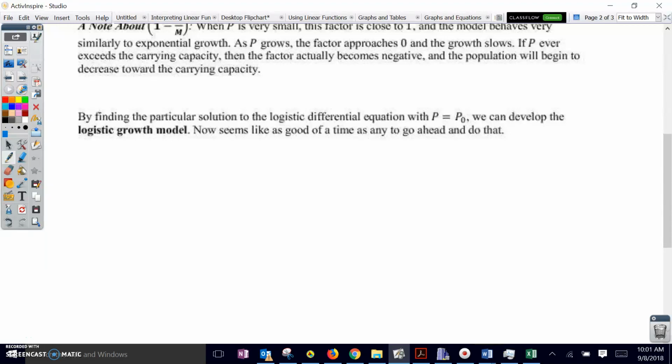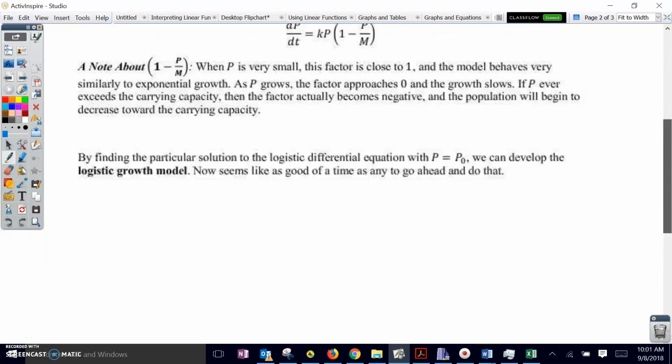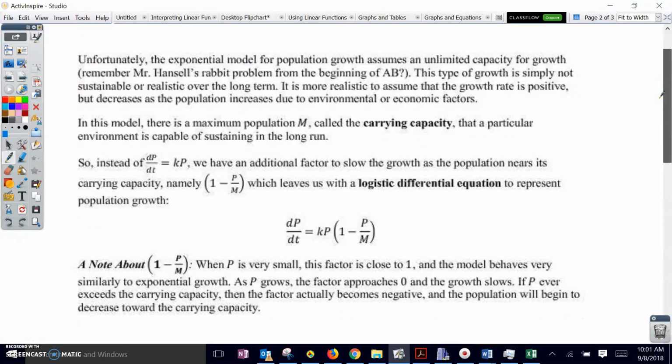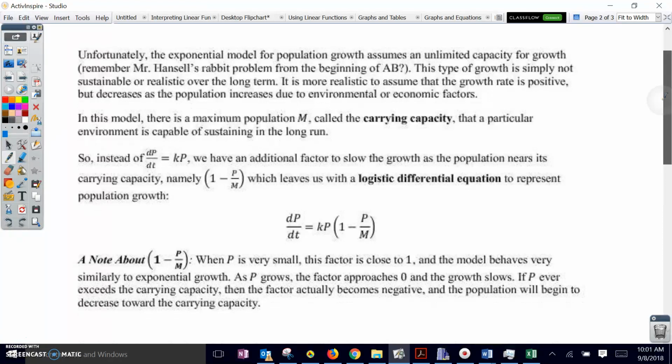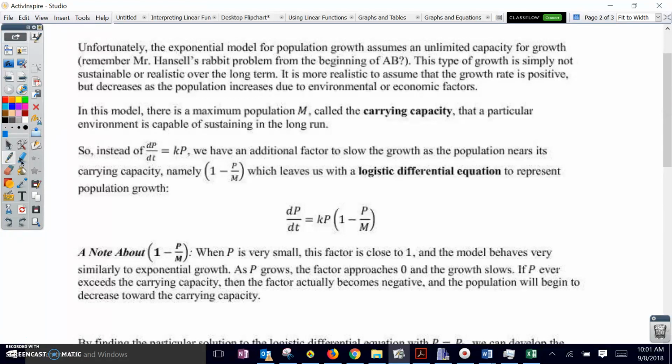Alright, in this video we're going to develop the logistic growth model, and you can look up here and read the narrative about where the differential equation for logistic growth comes from. Basically, it starts out like an exponential function, and then since growth tails off as the population increases or gets closer to the carrying capacity, we have this additional factor where we multiply. As P gets close to the carrying capacity, this factor gets close to 0 and slows growth in the model.